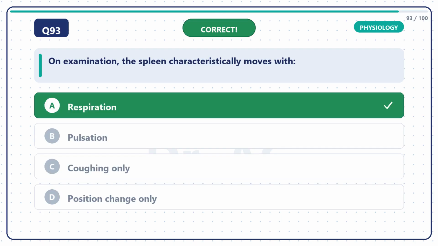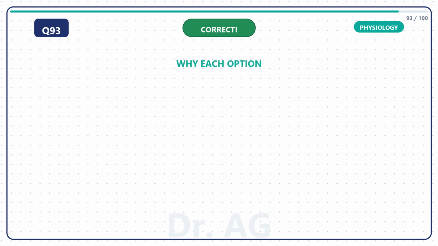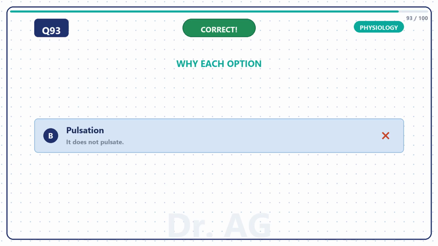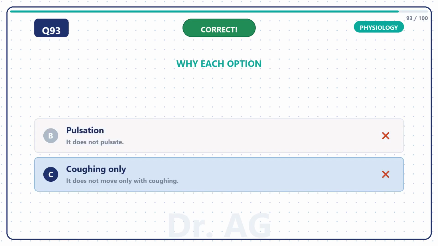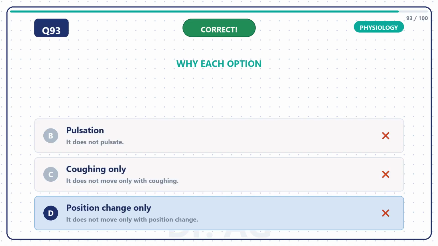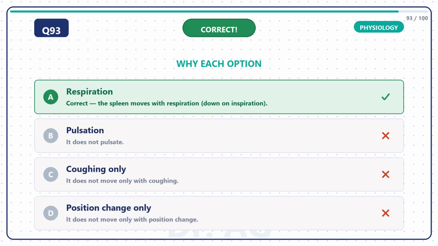The correct answer is option A. Respiration. Let's go through the options. Pulsation. It does not pulsate. Coughing only. It does not move only with coughing. Position change only. It does not move only with position change. And the correct answer is respiration. Correct. The spleen moves with respiration, down on inspiration. So, the right answer is option A.